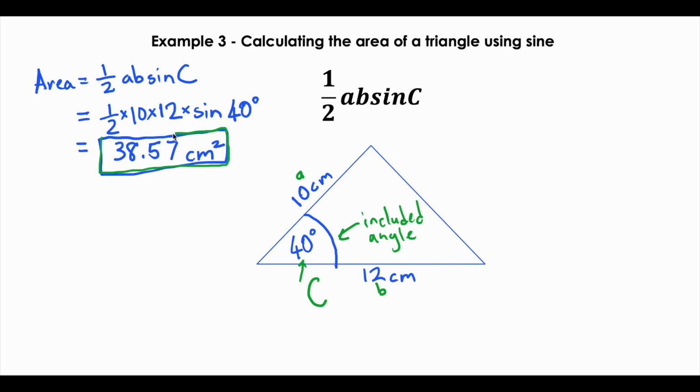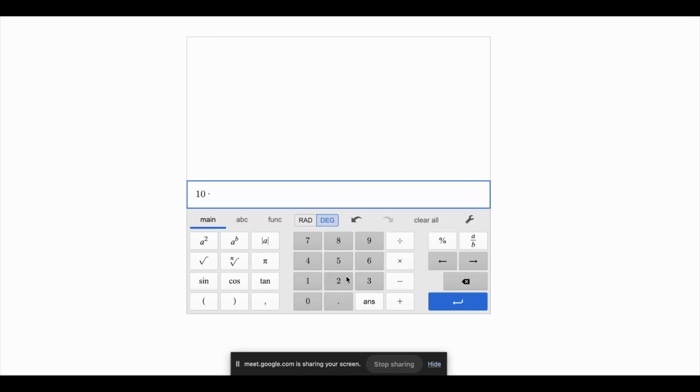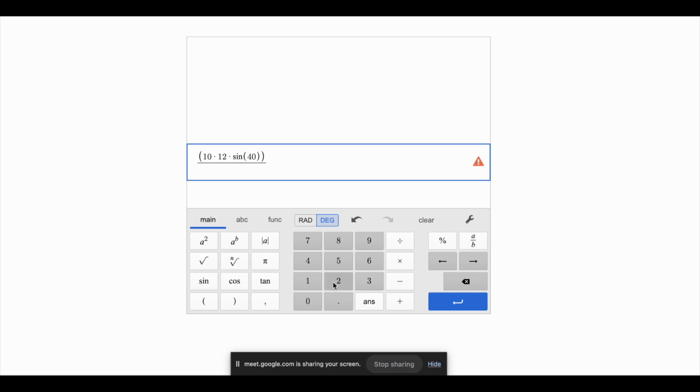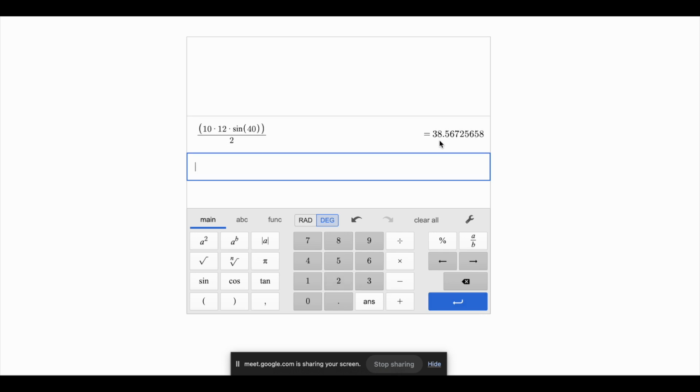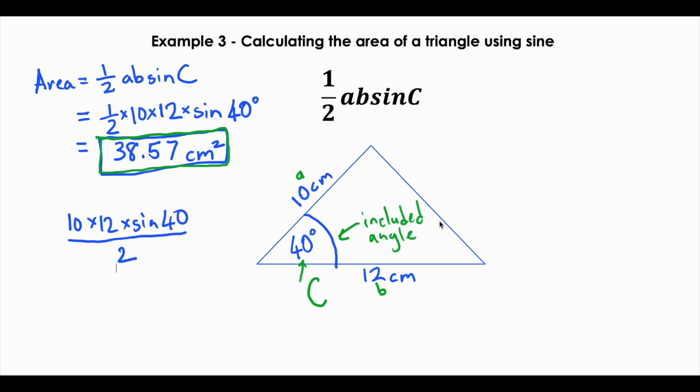And that's my area. Now another way, if you weren't too sure how to do the half part, what you could do is basically multiply it. For instance, 10 times 12 times sine 40. This is the same thing. When you say half of that, it is the same thing as dividing by 2. So I would put in the calculator 10 times 12 times sine 40. And then my last step is to divide the answer that I get by 2. And that gives me 38.57.